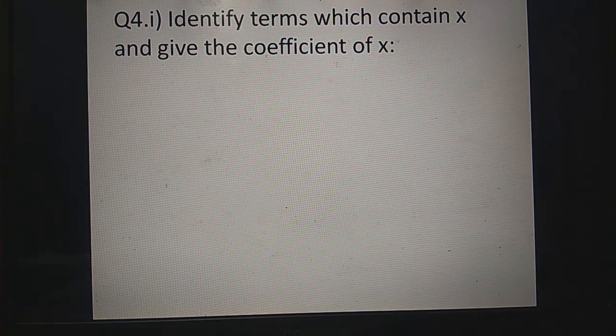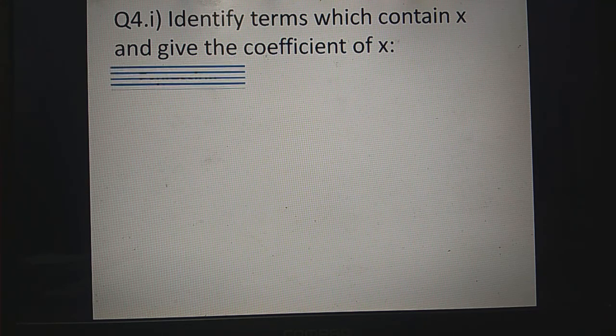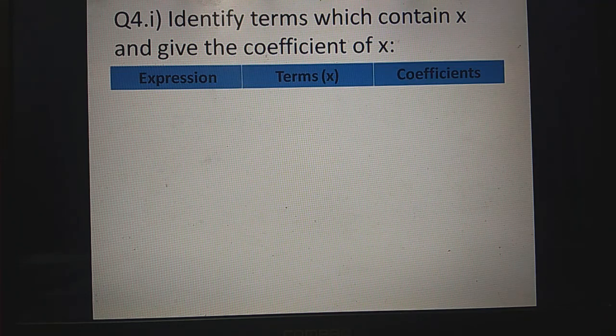Question number 4, there are also first part and the second part in question number 4. Now question number 4, first part. Identify terms which contain x and give the coefficient of x. Identify terms which contain x means here you will consider only the terms which contain x. Once you find it, then you will give the coefficient of x. Coefficient of x means except x, whatever is present in that particular term, you will write it as coefficient of x. Again, there are 3 columns: expression, terms and coefficient.